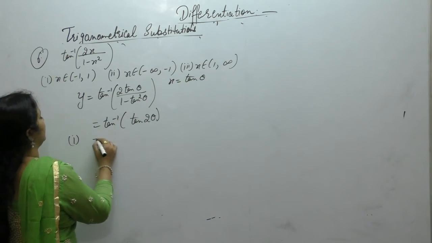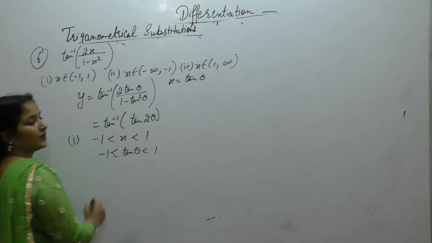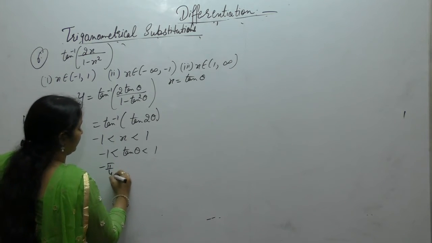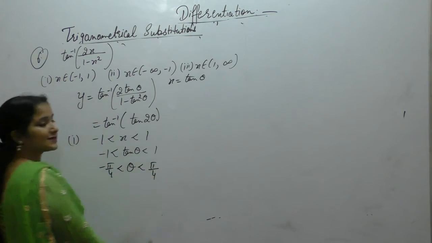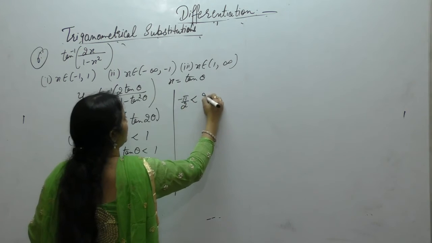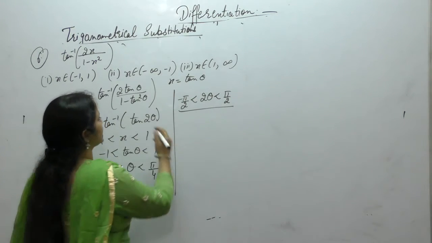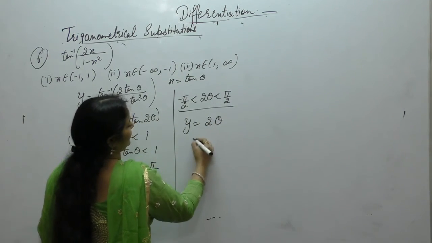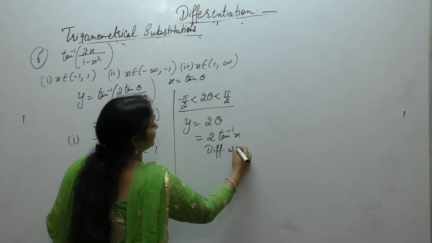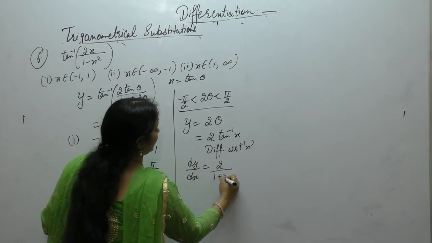Now first case, minus 1 is less than x less than 1. X is tan theta. Now 1 is the value of tan pi by 4. So minus pi by 4 less than theta less than pi by 4. Angle is 2, so multiply by 2, minus pi by 2 less than 2 theta less than pi by 2. This is the range for tan inverse x. So we can write y as tan inverse tan 2 theta, and theta is tan inverse x. Now differentiate with respect to x. dy upon dx is 2 upon 1 plus x square.